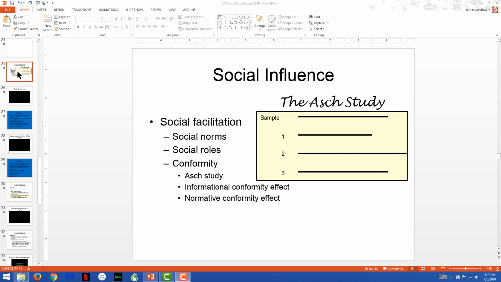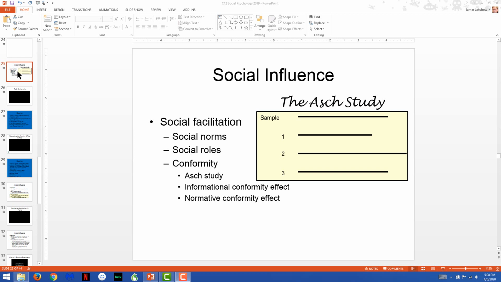And welcome back to the Social Psychology chapter. At this part, we're going to begin the section on social influence. Social influence is the broader topic that covers conformity and the various subtypes of conformity that we're going to be covering. To begin with, we're going to start talking about social facilitation.